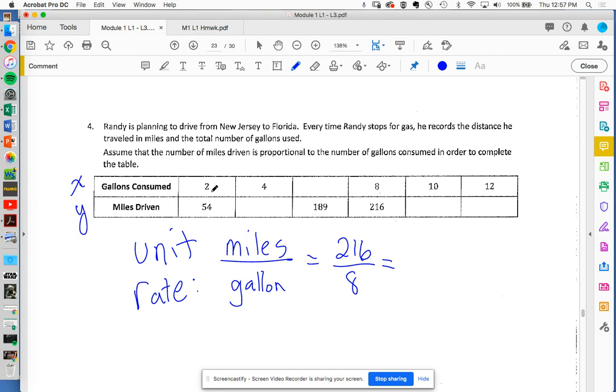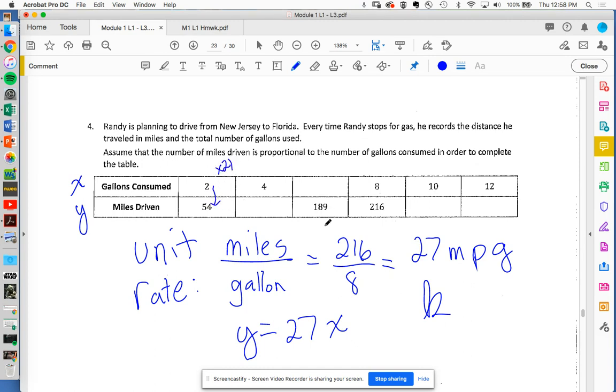27. Perfect, right? And you probably could have seen that right there. So this would be 27 miles per gallon. Notice I didn't spell it out because it's right there, right? So we can abbreviate it there. That is our unit rate. That is our K value, right? So our equation would now be Y equals, which is our miles, 27 times, well, how many gallons did we use? X. So on every one of these, what am I going to do to 2 to get to 54? Times 27. Does that check?